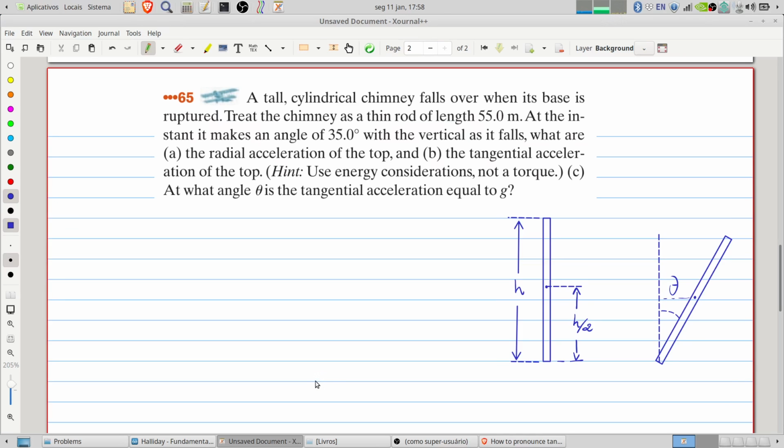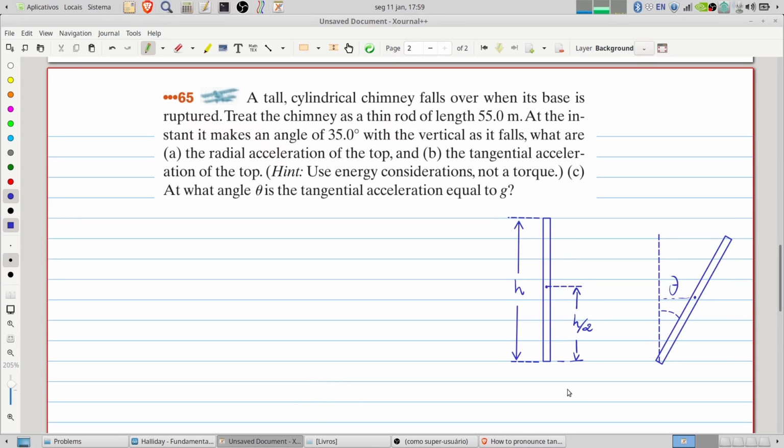What are A. the radial acceleration of the top, and B. the tangential acceleration of the top? Hint: use energy considerations, not a torque. C. At what angle theta is the tangential acceleration equal to g?